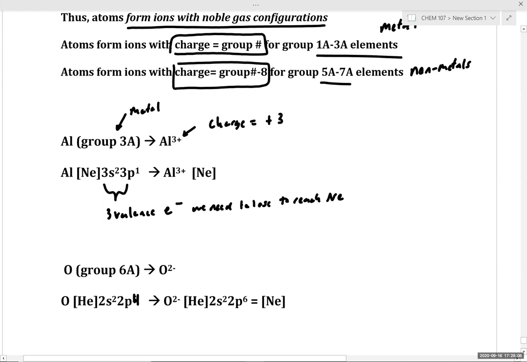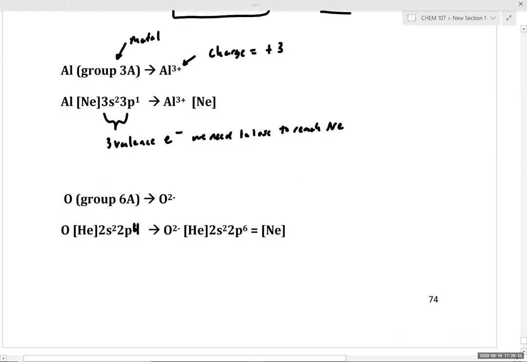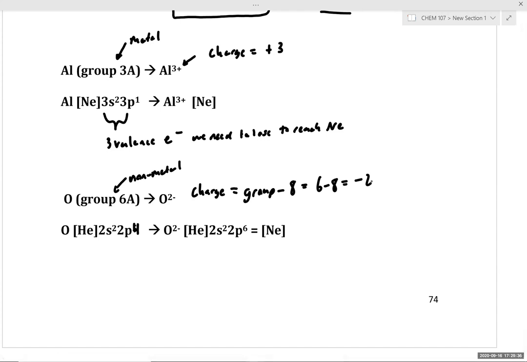So let's keep going. Oxygen, which is a group 6A, non-metal element, adopts the charge of 2-. Why? Remember, we said the charge preferred for a non-metal main group element is equal to the group number minus 8. So 6 minus 8 gives us a charge of -2. Does that make sense to everyone?